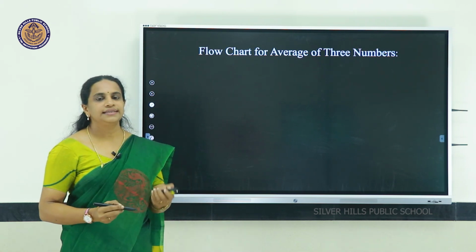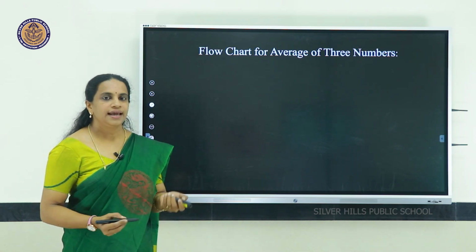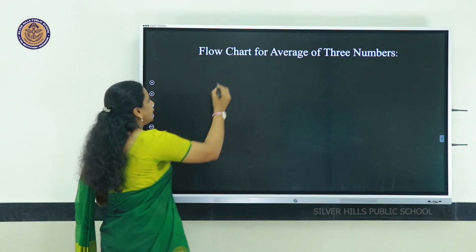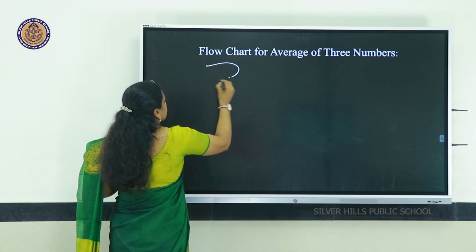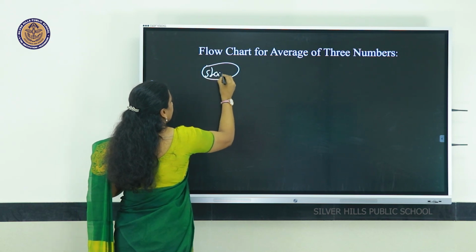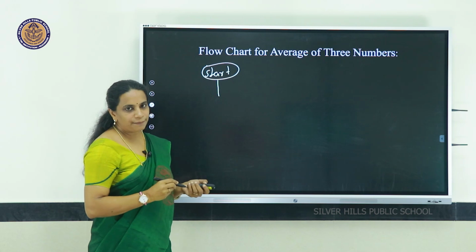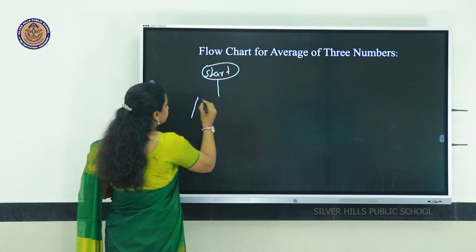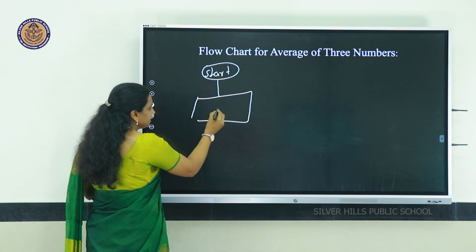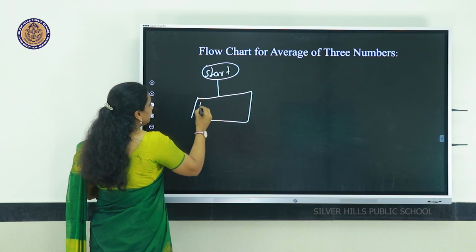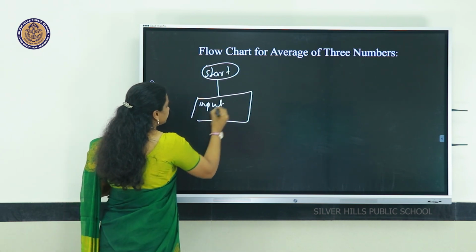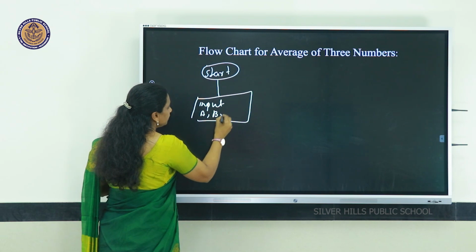Okay. Now, we will move on to another program, that is, suppose that you want to draw a flowchart for finding the average of 3 numbers. Again, it is simple. First, you have to start with the start symbol. Okay. Then you have to calculate the average of 3 numbers. Therefore, you can input 3 numbers by using this shape, that is input. You can ask for A, B, C.